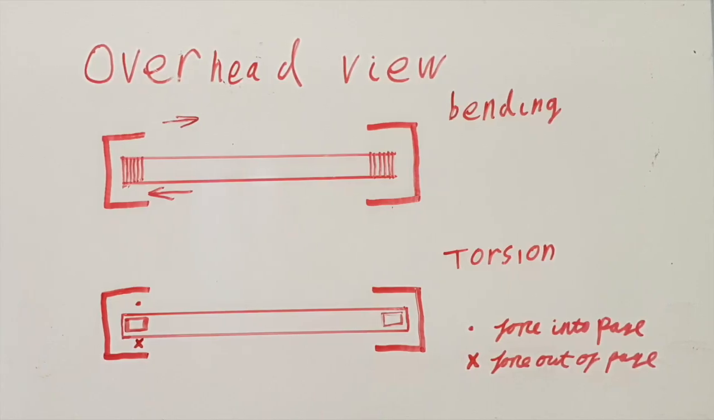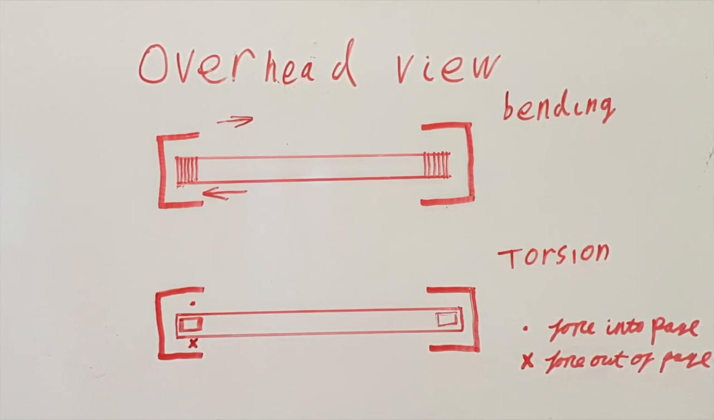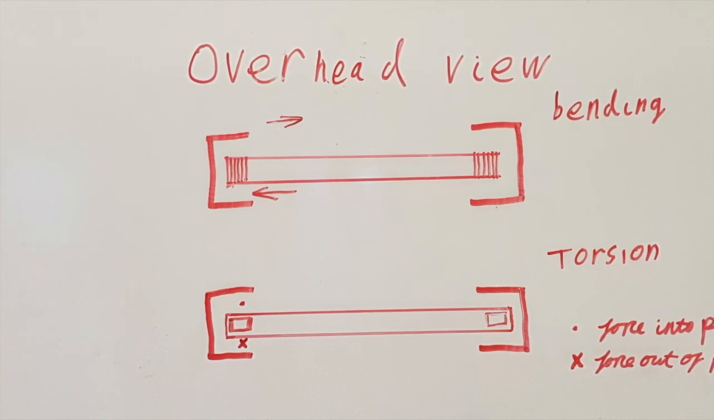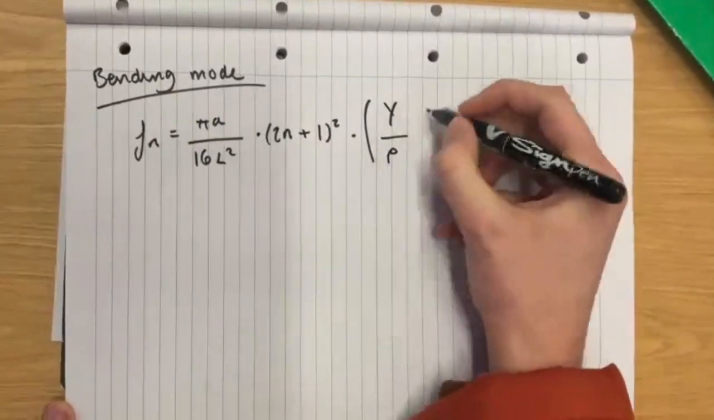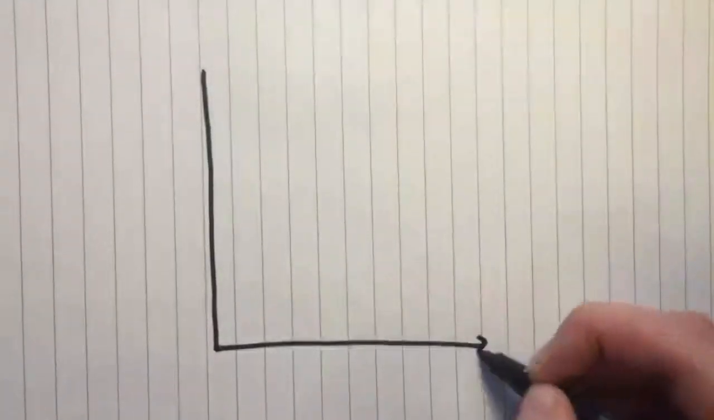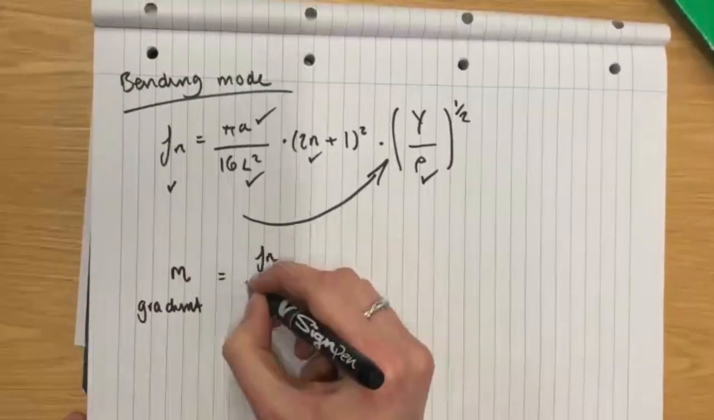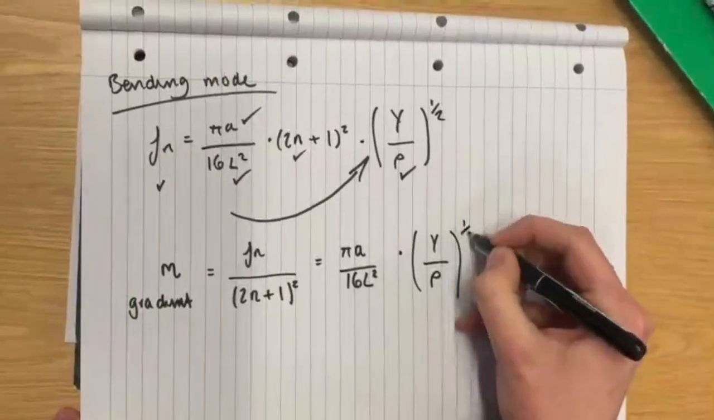In the experiment, you're measuring for the points of resonance which occur at the fundamental frequency, the first overtone, second overtone, and so on. This is the equation for the bending modes. By plotting a graph of the resonant frequencies against (2n+1) all squared, we can calculate the gradient and substitute our known values to calculate Y.